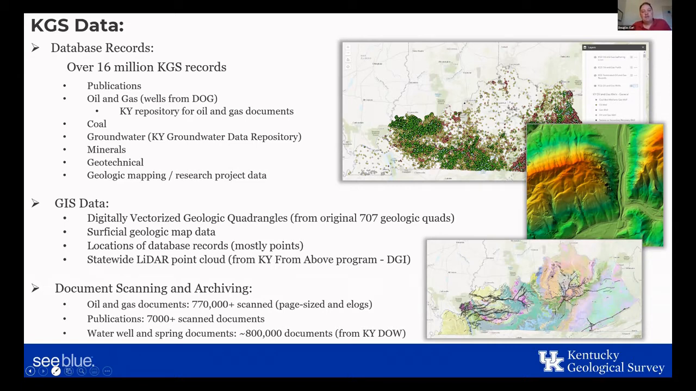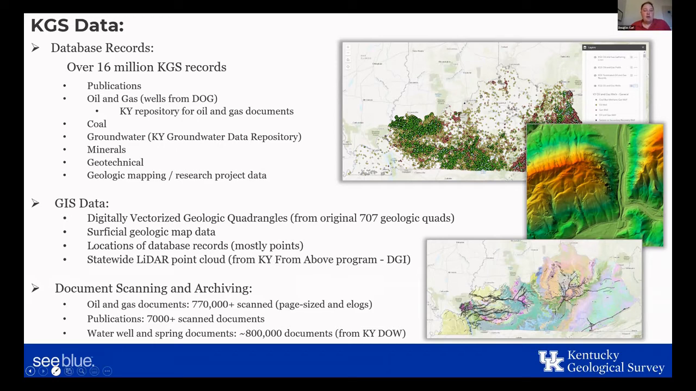And then we have locations of other database records. If it has a location, we can plot it basically. And then from the Kentucky From Above program, we have a copy of the statewide LIDAR point cloud, including the hillshade that was derived from it and that sort of thing. So, a lot of data.